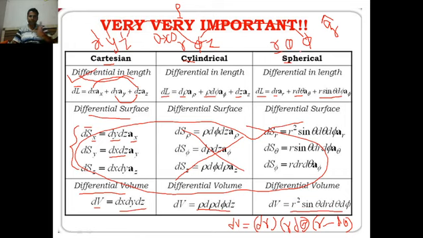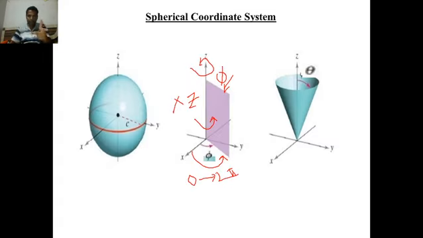Theta is the half angle of a right circular cone, so it can be opened in this fashion. I explained this in the previous lecture. Theta is measured from the z axis, and it can vary from 0 to pi. The minimum theta will be 0, because if theta is 0, then the right circular cone will be closed in this fashion.